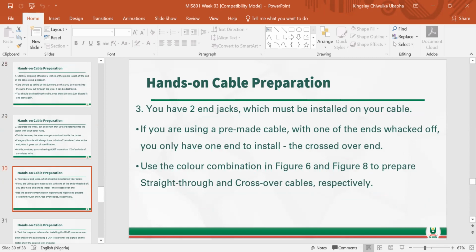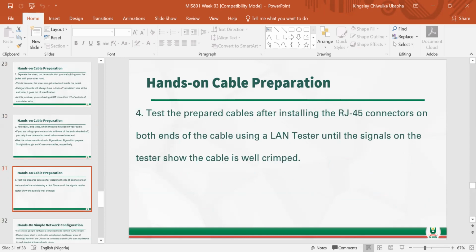Step 3, you have 2 end jacks, which must be installed on your cable. If you are using a pre-made cable with one of the ends whacked off, you only have one end to install, the crossed over end. So use the color combination before 9, figure 6 and figure 8 to prepare straight through and crossover cables respectively.